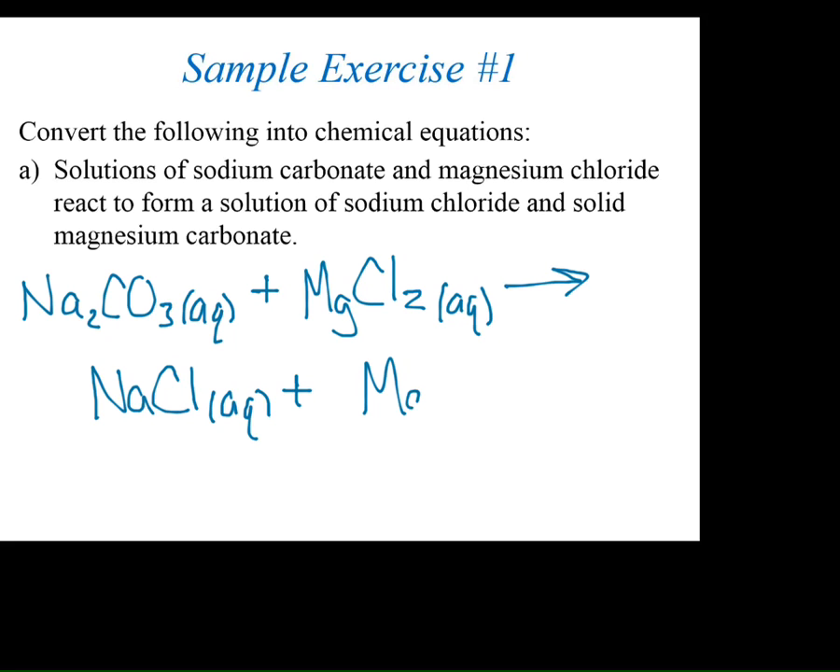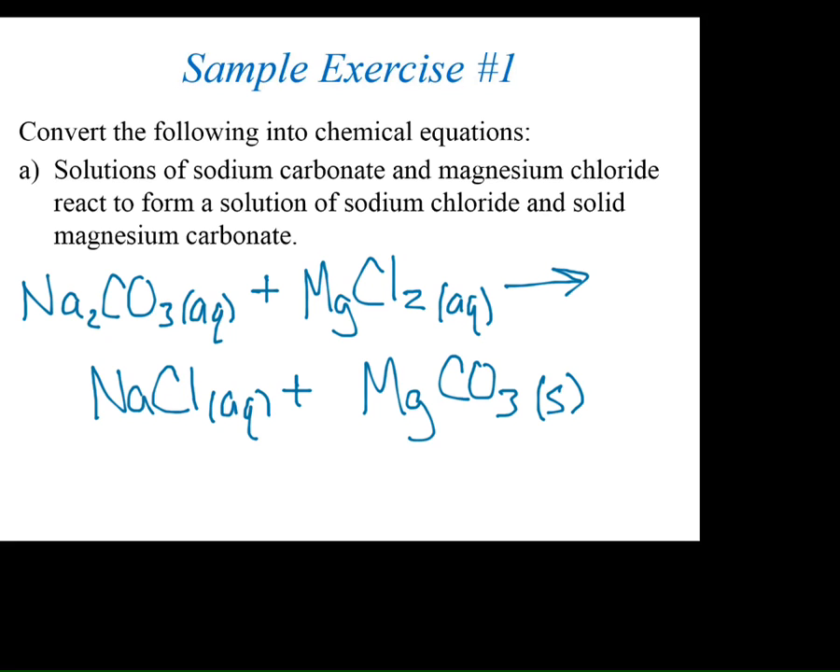MgCO3. Magnesium's 2 plus, carbonate's 2 minus, so just one of each. And it says it's solid, so I'm going to put parenthesis S for solid. So there you go. Now again, this equation is not what we call balanced because the total number of elements is not the same on the left and right, but we'll get there. We're just writing rough ones for now.